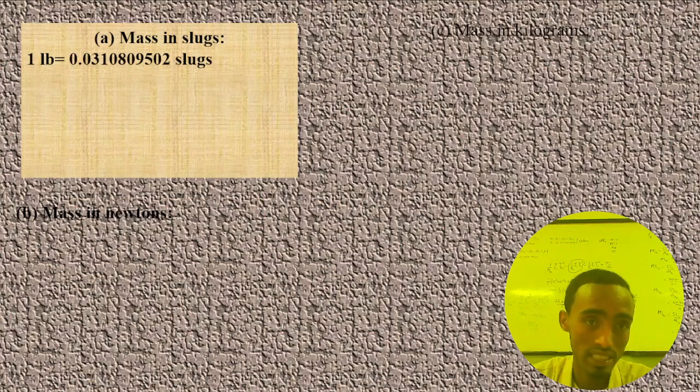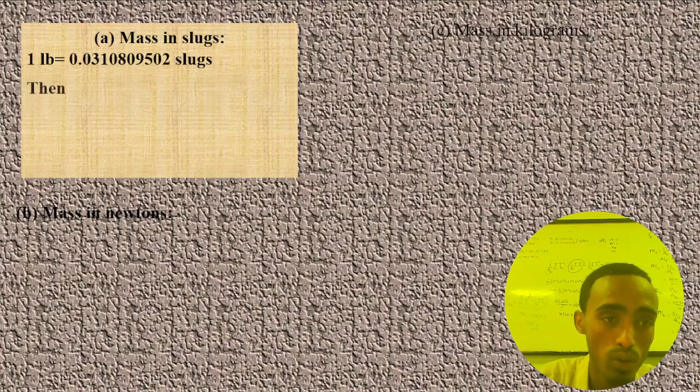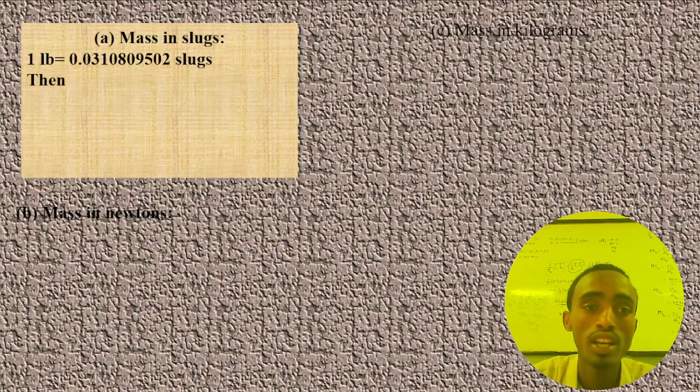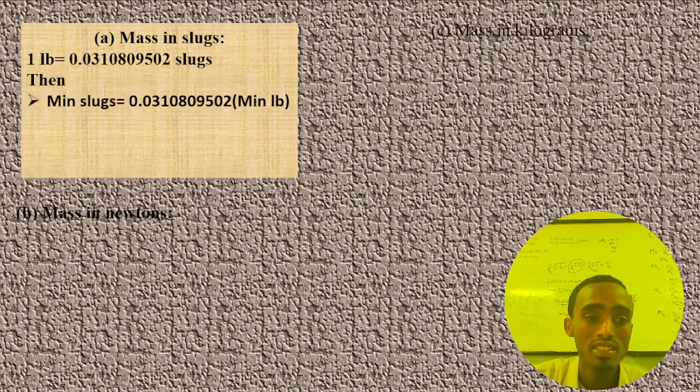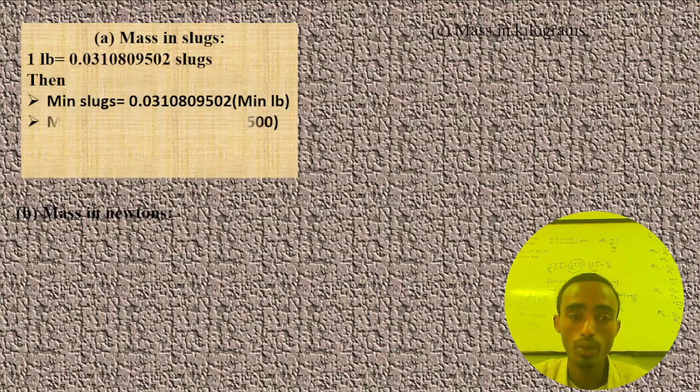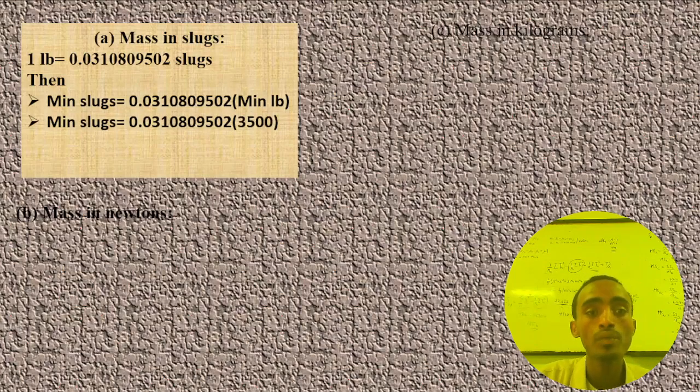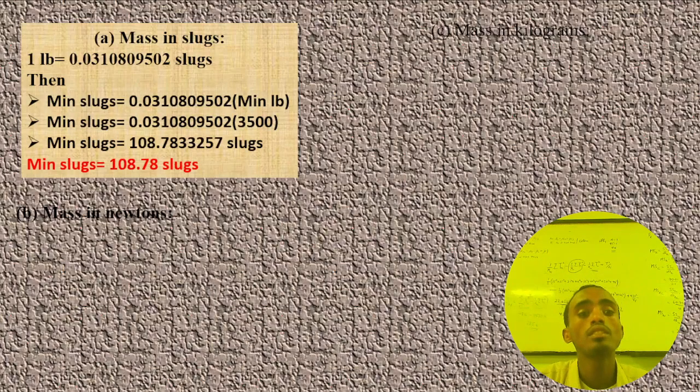Now let's see the first equation. You can ask me how to convert 3,500 pounds into slugs. 1 pound is equal to 0.03108 something slugs. Then the mass in slugs is equal to 0.031 times the mass in pounds, which is already given. It is 3,500 pounds. 0.031 times 3,500 is 108.78 slugs. We can use the calculator and simply get 108.78 slugs.